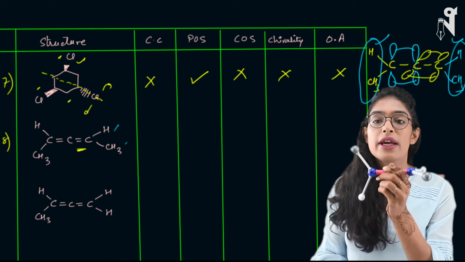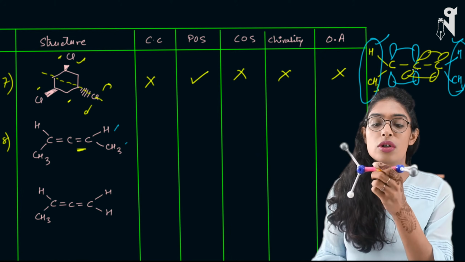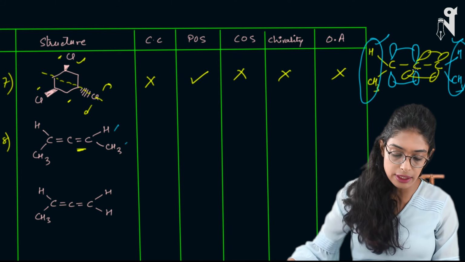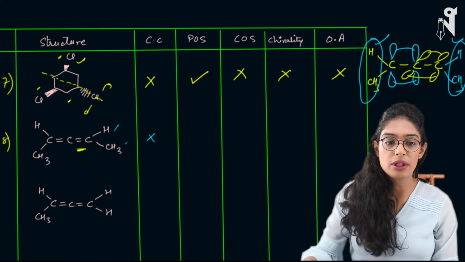Now we have to see whether the chiral centers are there or not, or POS is there or not, or COS is there or not. So let's see whether chiral centers are there. Chiral centers are not there in this compound. Okay. Now we have to see if POS is there.